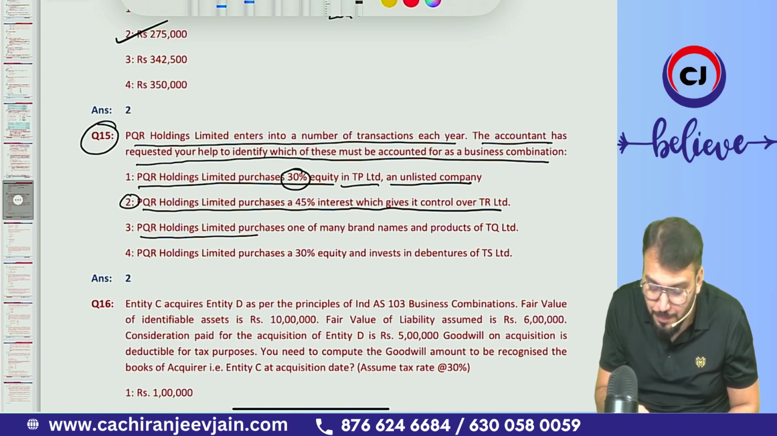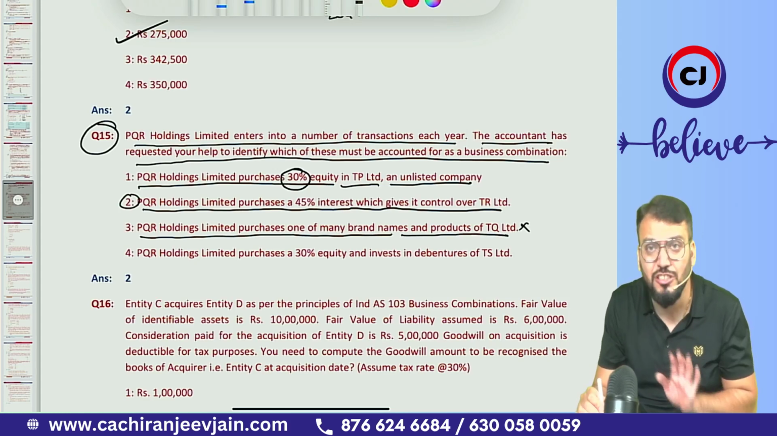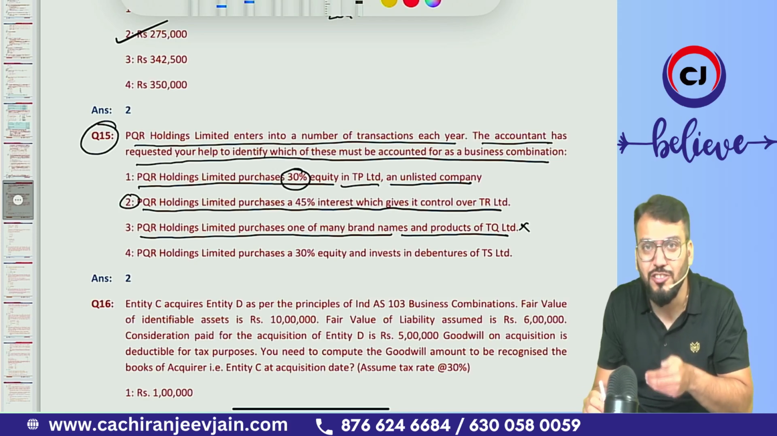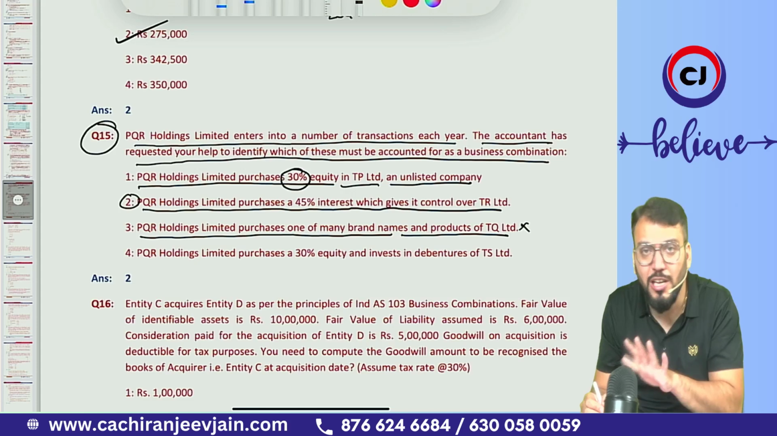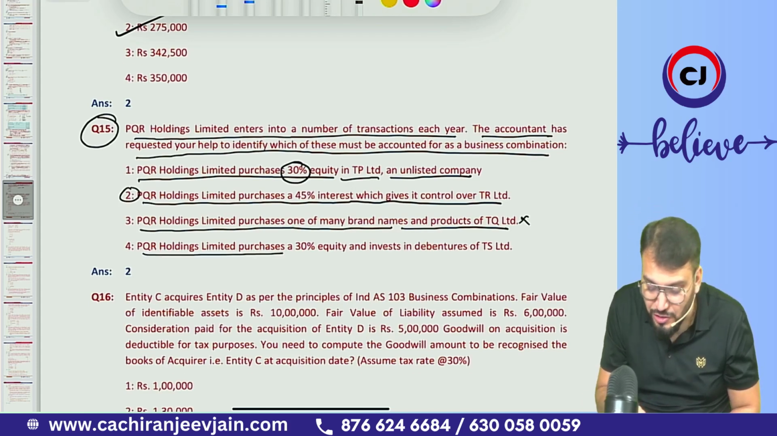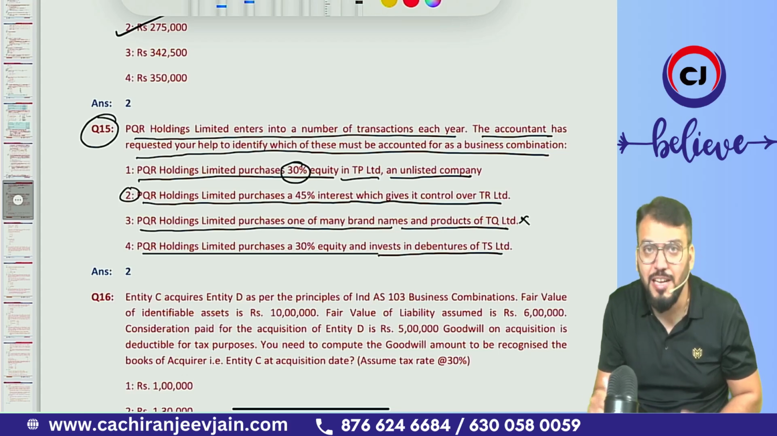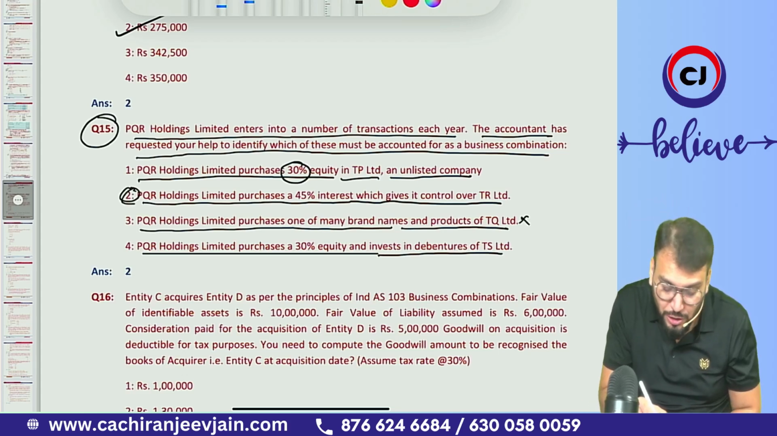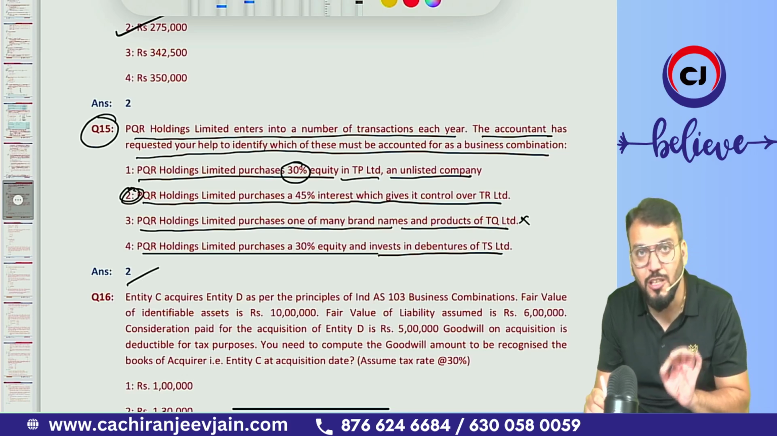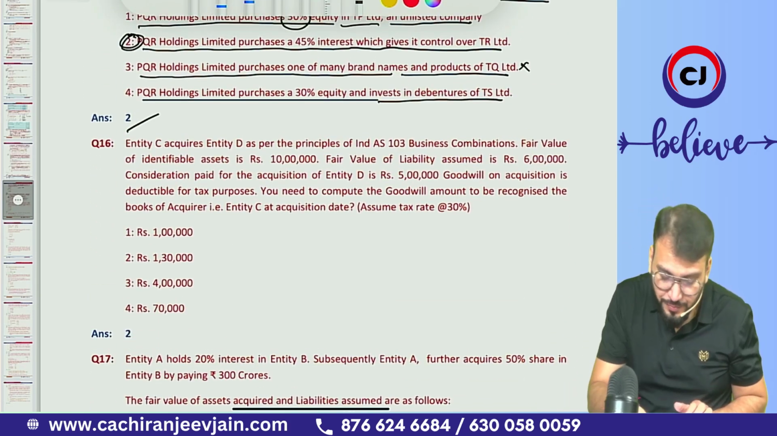PK Holding Limited purchased one of many brand names and products of TQ Limited. This is an asset acquisition, so this will not result in a business combination. They are only purchasing the intangible as a brand name and product, so this will not result in a business combination. PQ Holding Limited purchased 30% equity and invested in the debentures of STS Limited. This will also not give rise to control. So only option number 2 is correct. Chalega. Now come to question number 16.